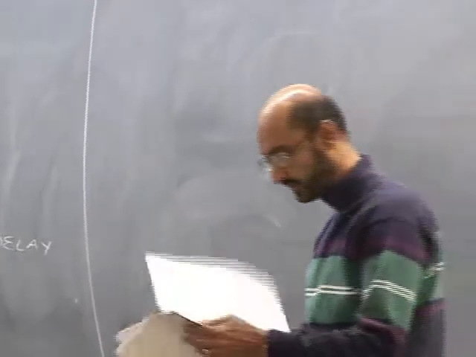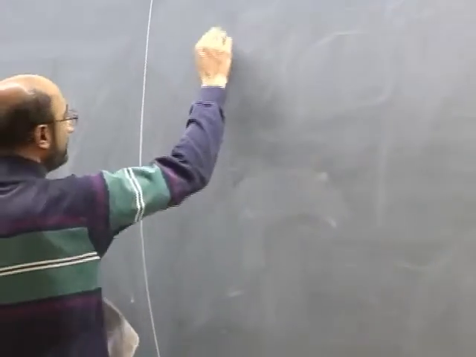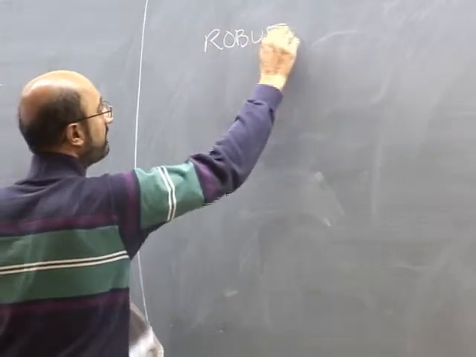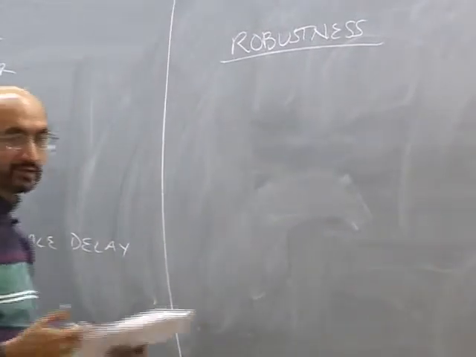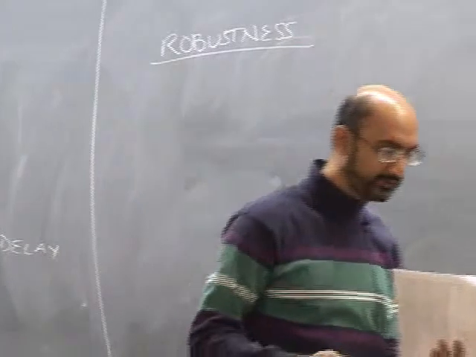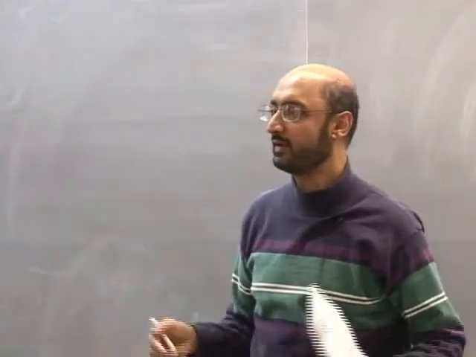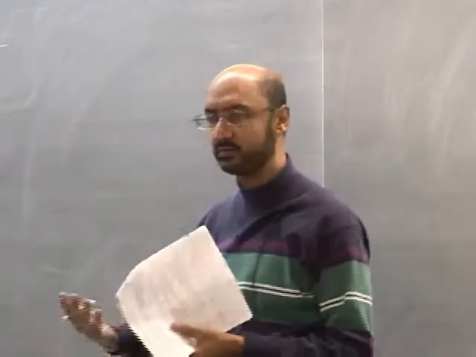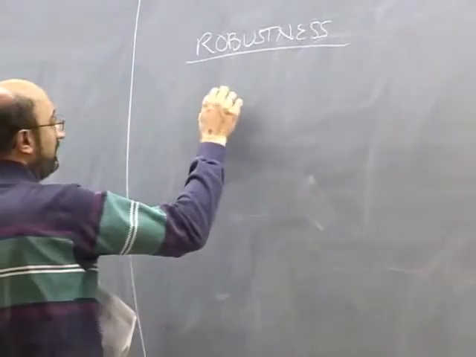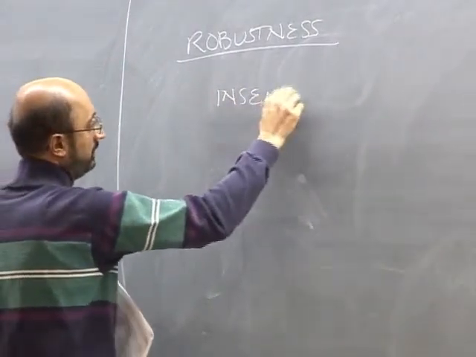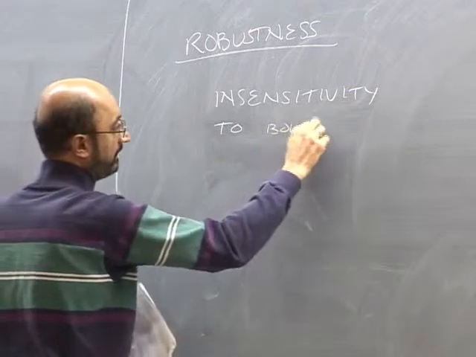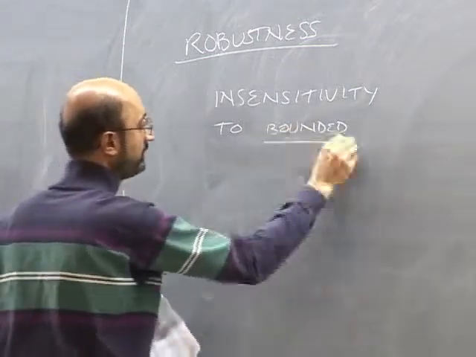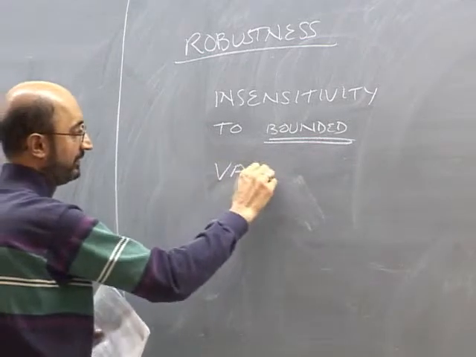And the third thing I wanted to talk about is robustness. So robustness is our way of dealing with these nonlinearity and measurement errors. We'd like a system to be robust. And robustness means that, okay, we actually don't know the system very well. We don't really know the parameters. There may be delays. There may be measurement offsets. We still want it to work fine. And so robust control is basically insensitivity to bounded variations. So it's bounded, it's not unbounded. Bounded variations in the system parameters.